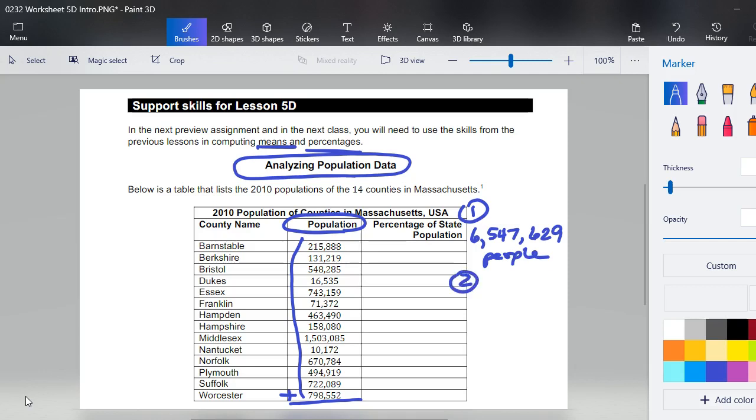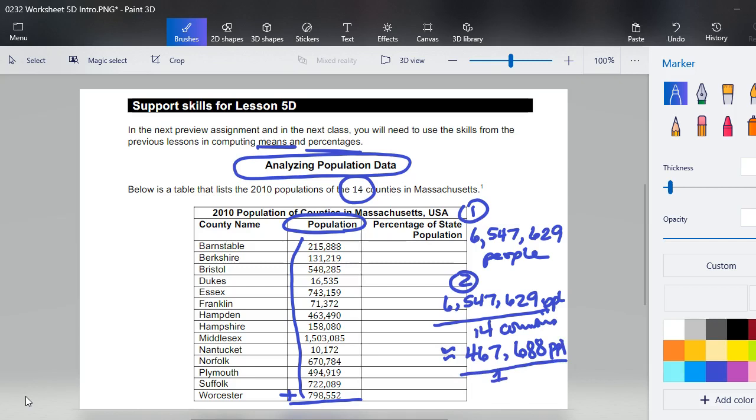What was the mean population of a county in Massachusetts in 2010? With 14 counties and a total population of 6,547,629 people, divided by 14 counties, it wants to know what's the mean population of each county. And we're getting 467,688 people for every one county.